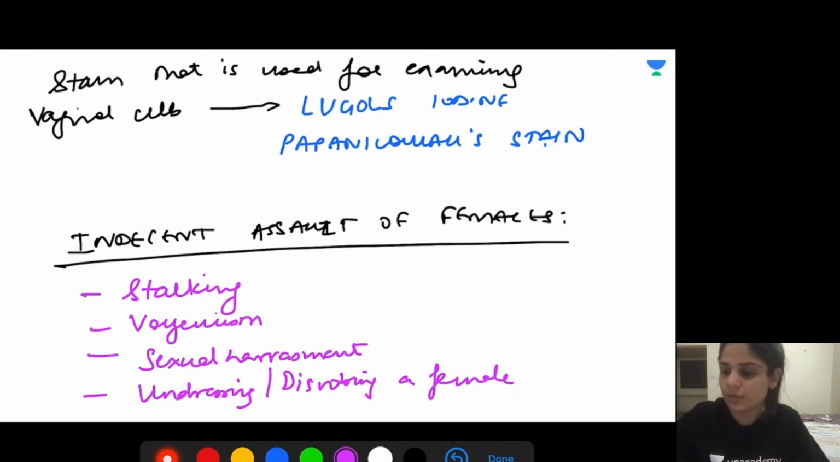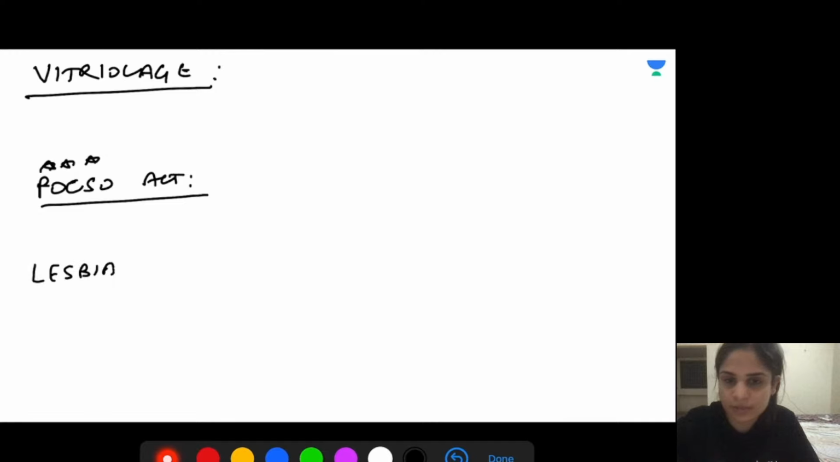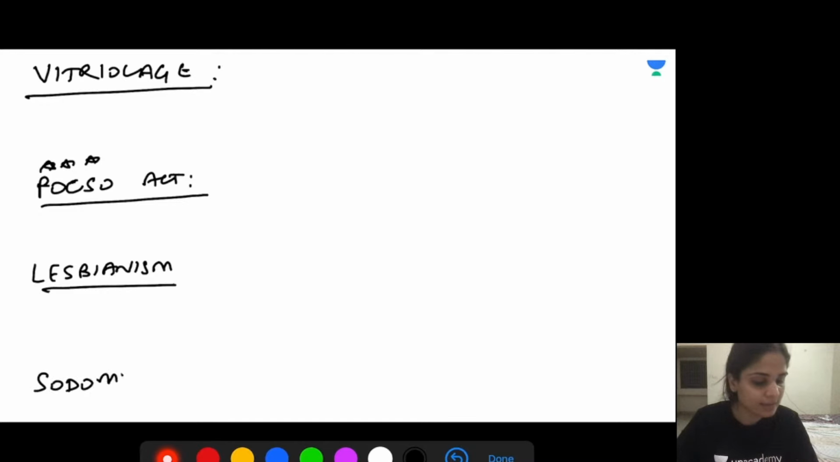Okay, now next question. Again, identify the terms. What is vitriolage? That is our first term. Second is, what is POCSO Act? I just want the full form of POCSO. You should know the full form of POCSO, very very important. Okay, next definition that we have is lesbianism. Next definition that we have is sodomy. All these they ask in the exams, guys.